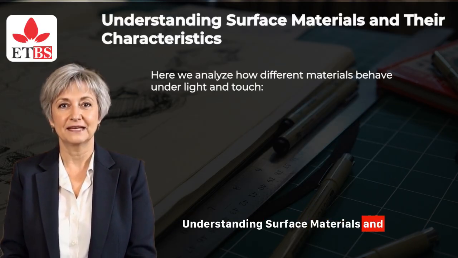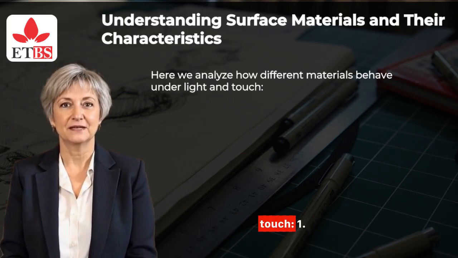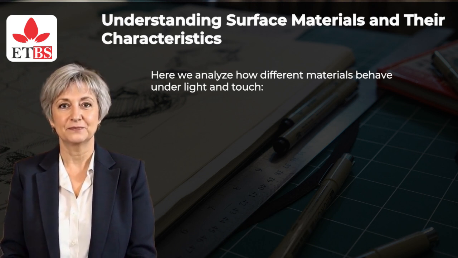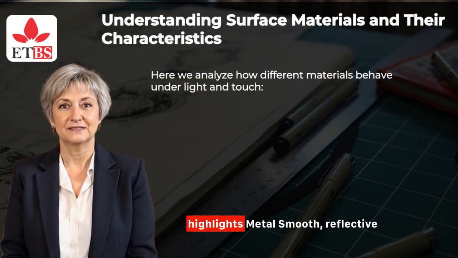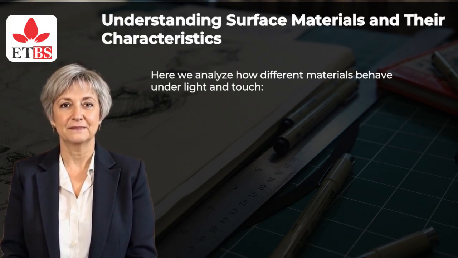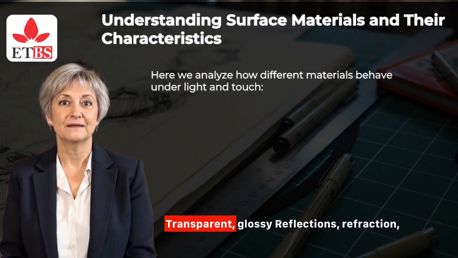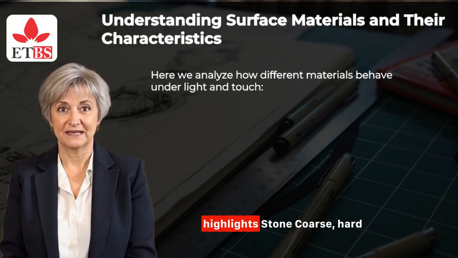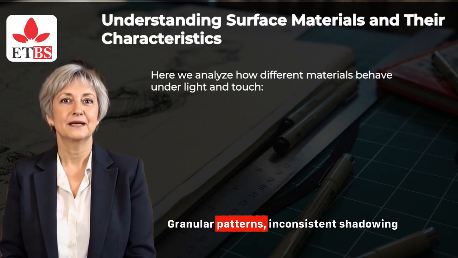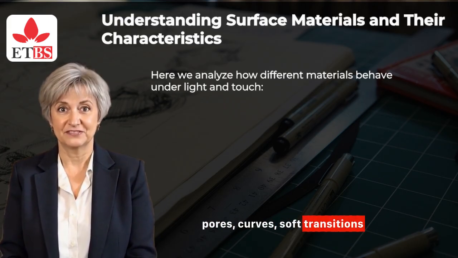Understanding surface materials and their characteristics. Here we analyze how different materials behave under light and touch. Surface type, characteristics, and texture cues. Wood: grainy, fibrous; irregular lines, soft highlights. Metal: smooth, reflective; sharp contrast, bright highlights. Fabric: soft, woven; contour wrinkles, shading folds. Glass: transparent, glossy; reflections, refraction, highlights. Stone: coarse, hard; granular patterns, inconsistent shadowing. Skin: soft, porous; subtle pores, curves, soft transitions.